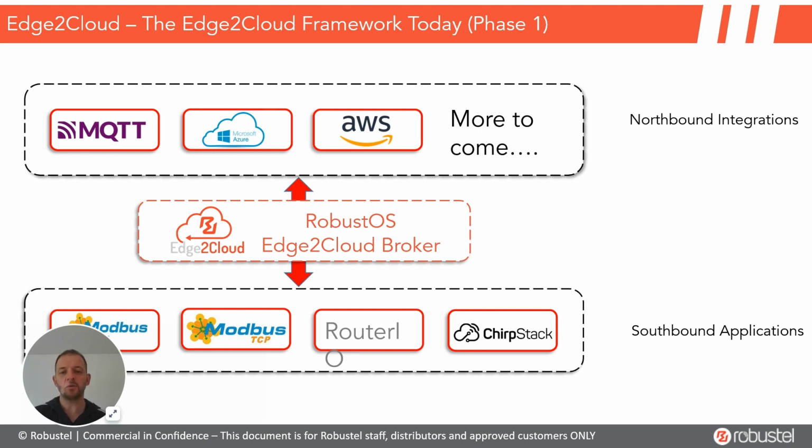So you enable this interrogation at the southbound layer. It then passes up through a broker and then goes straight to your cloud platform of choice.